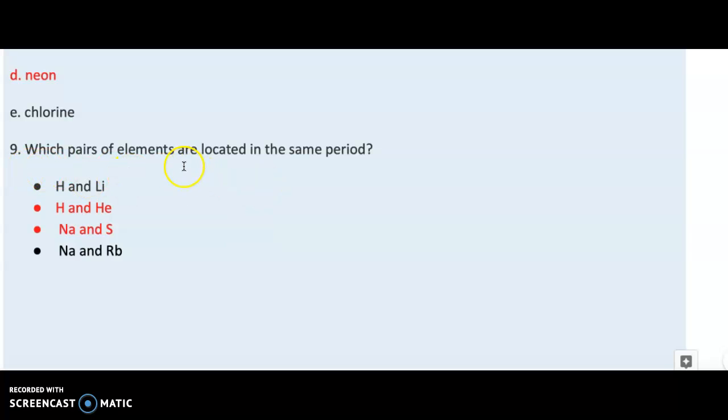Which pairs of elements are located in the same period? Same period is not the column, but the line that goes across, the period. You can find out that hydrogen and helium are in the same period, same as sodium and sulfur are in the same.